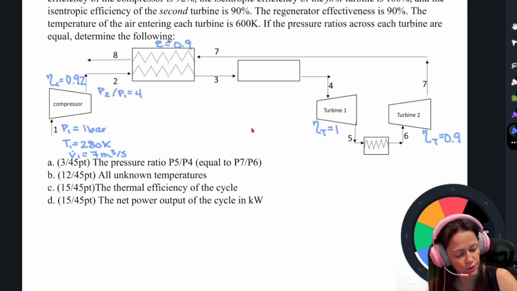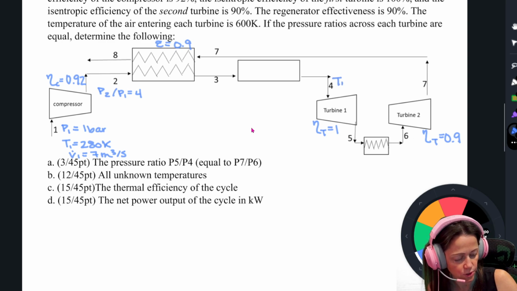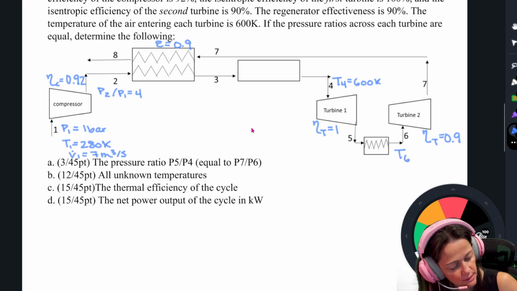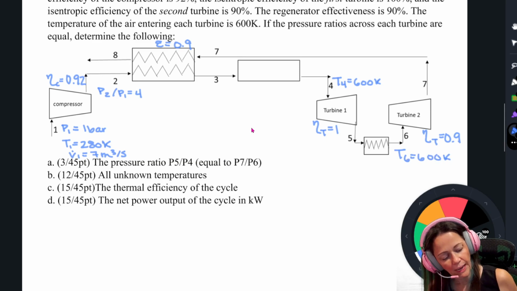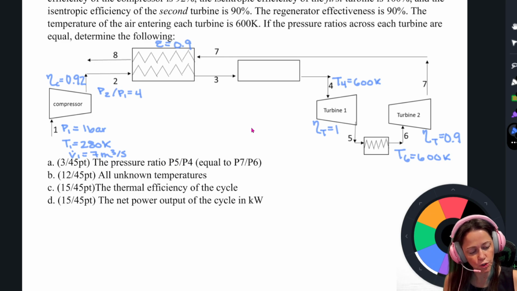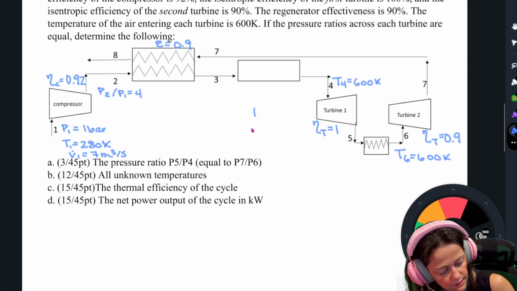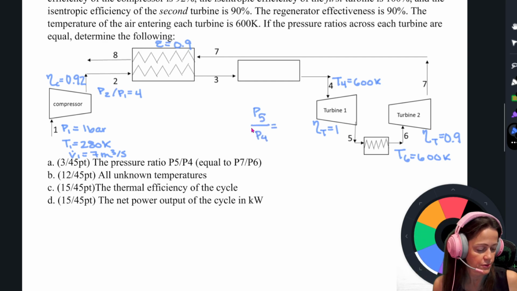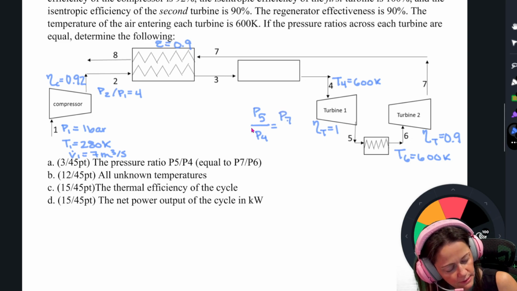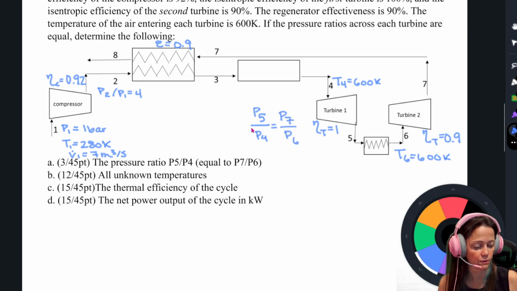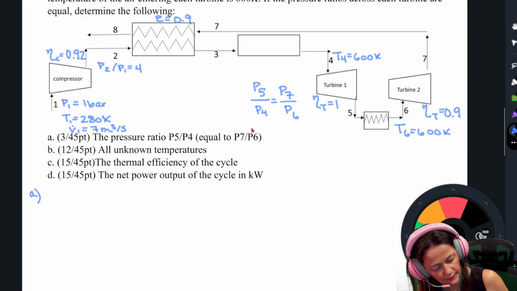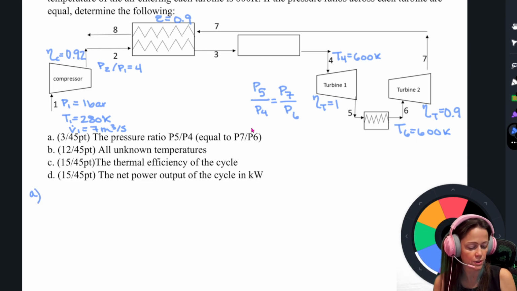The temperature of the air entering each turbine, T4 and T6, is 600 Kelvin. And it tells us the pressure ratios across each turbine are equal. So what we're saying is that P5 over P4, outlet over inlet, is the same as P7 over P6, outlet over inlet, for the second turbine. And what we want to find is the pressure ratios, all the unknown temperatures, and the thermal efficiency of the cycle.